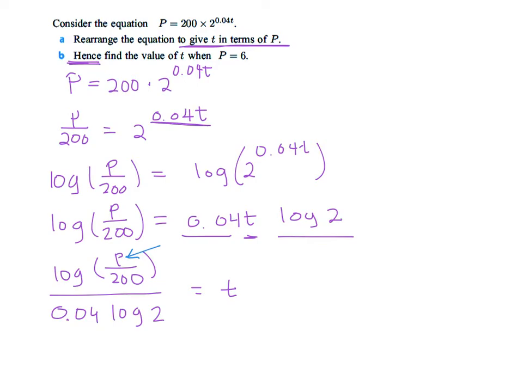Try it on your calculator. When p is equal to 6, you should get t approximately negative 126. Try it on your calculator and see if you can get this answer.